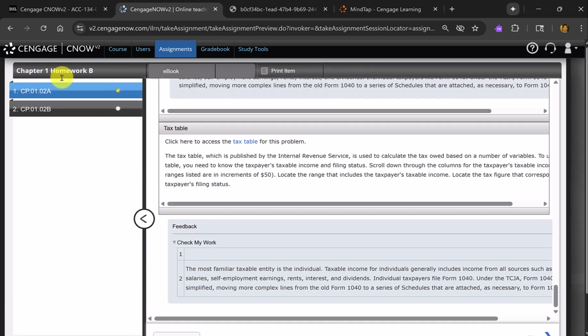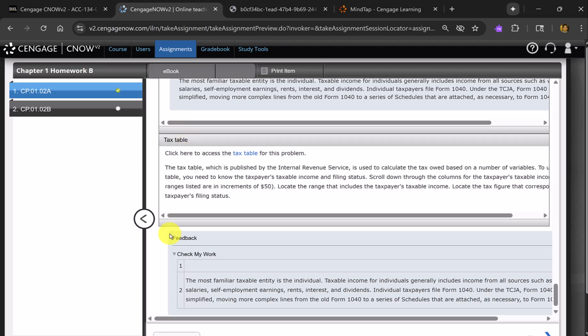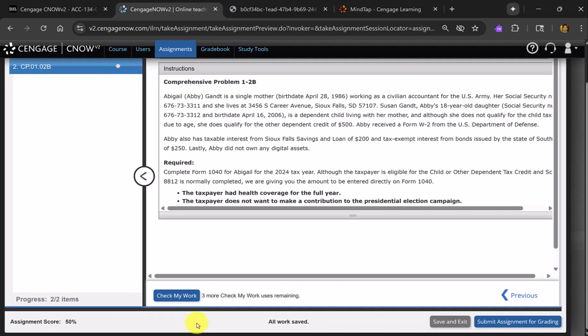If I go into the second problem, is this the second? No, this is the second problem. I should have 3 check my works for this second problem here. Yeah, okay, that's per problem. And here, 3 submissions for the whole homework assignment. Okay, that's it for now.